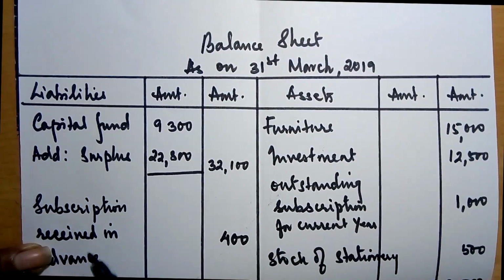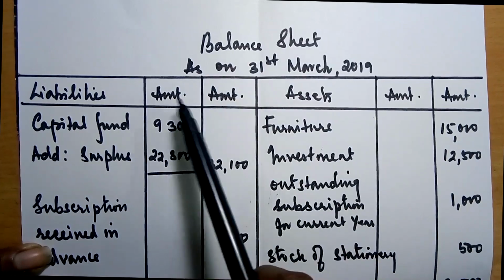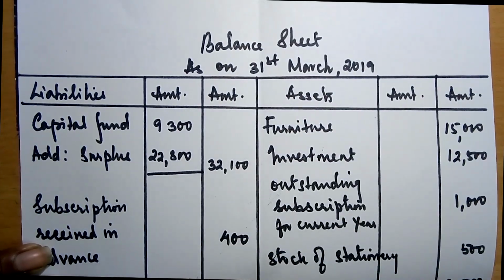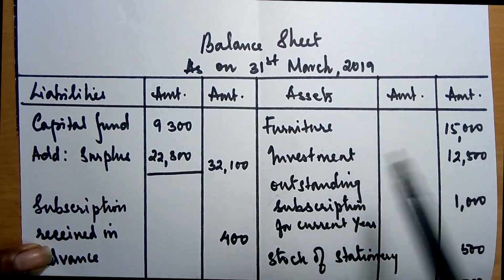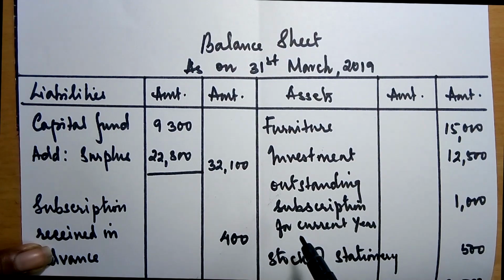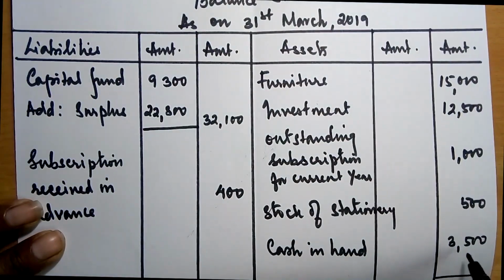Now let's see the balance sheet. So we write onto our balance sheet as on 31st of March 2019. All the assets will come in the asset side. So furniture 15,000, investment 12,500. The outstanding subscription for the current year, which we have found out, 1,000 over here. Closing stock of stationery 500 and the cash in hand 3,500.